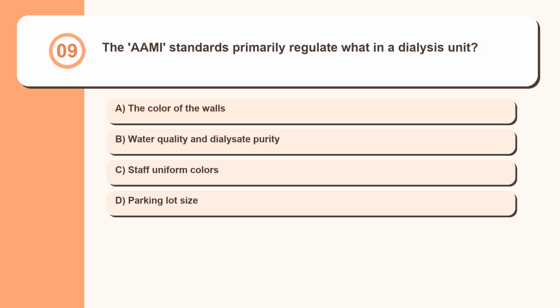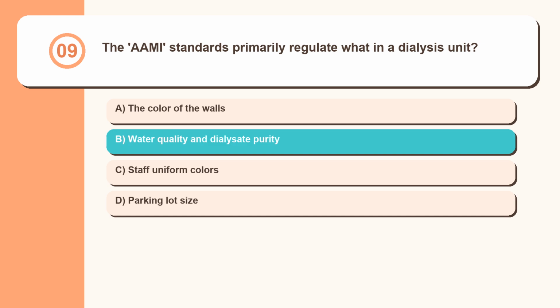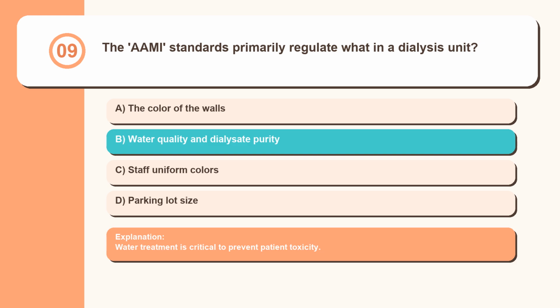Question 9. The AAMI standards primarily regulate what in a dialysis unit? The color of the walls, water quality and dialysate purity, staff uniform colors, parking lot size. Water treatment is critical to prevent patient toxicity.